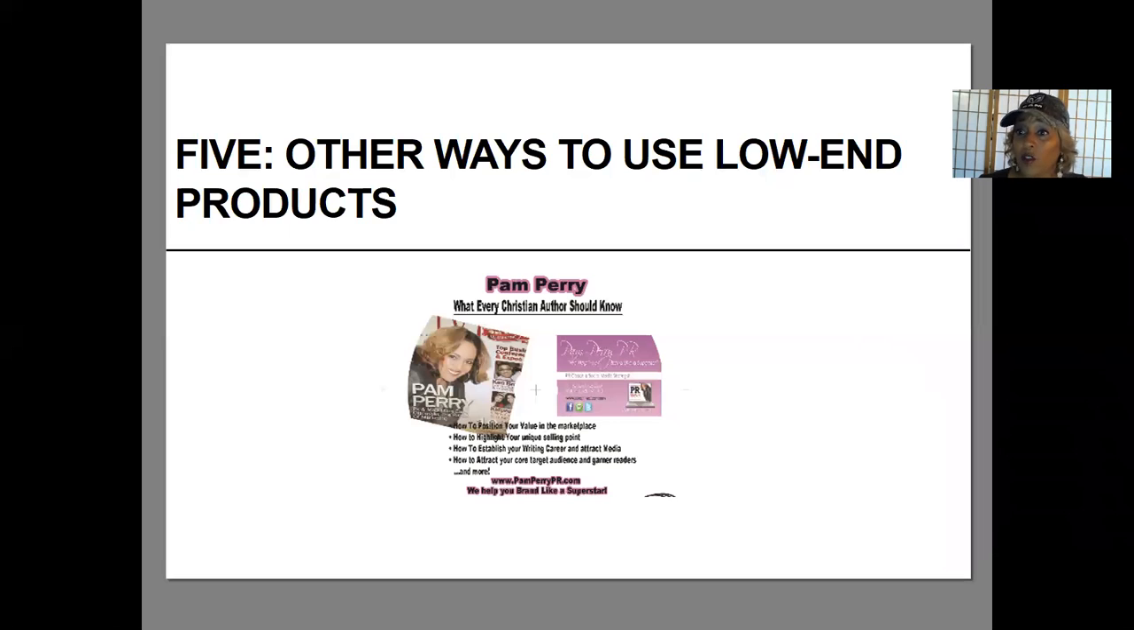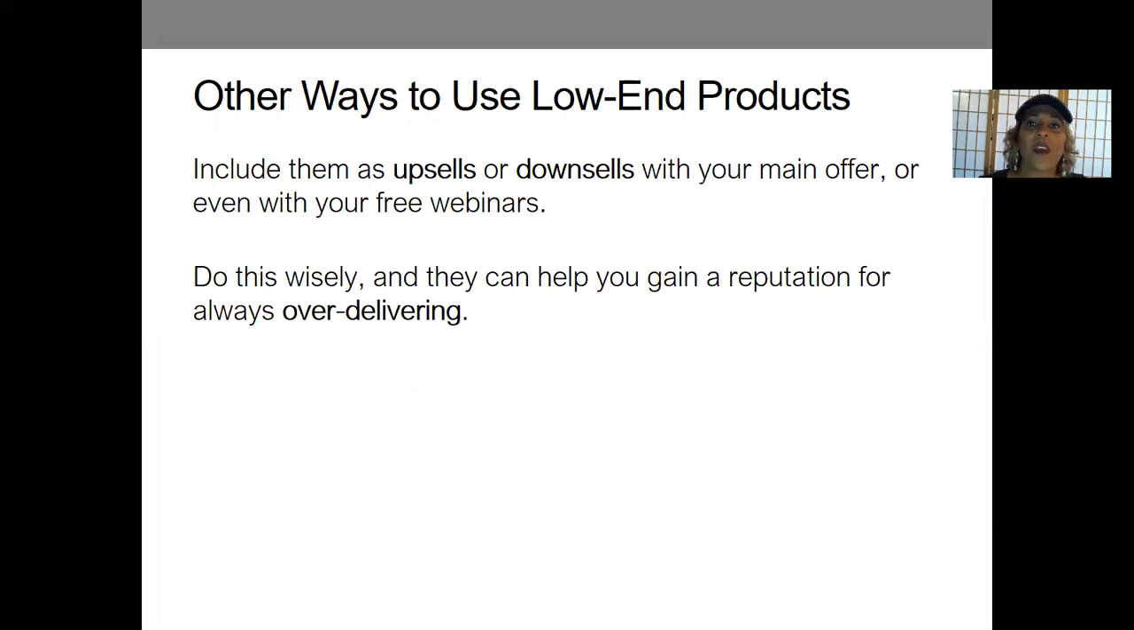But how it was actually created was through an MP3, through a podcast. So other ways you can use low-end products and use them as upsells or downsells to your main offer, or even use them with free webinars. So one of the things you want to make sure is that you gain a reputation for always over-delivering.